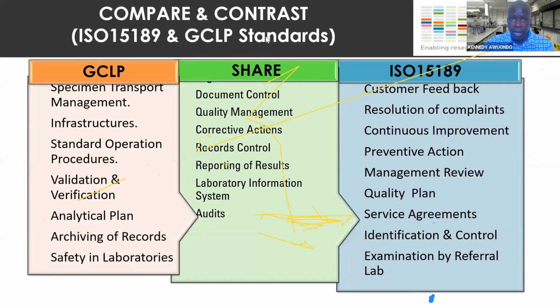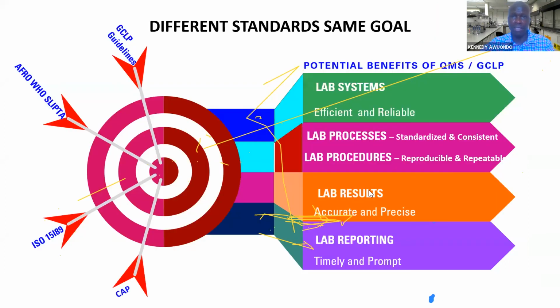Now, what do GCLP and ISO 15189 have in common? They share a lot, but they also have a lot that differentiates them. If you look at what they share: document control, which we are going to talk about here at length; quality management, since all of them need quality management; corrective actions; records control; reporting of results; and the laboratory information system. There could be other things they share, probably not listed here, but we shall discuss them together, like audits, which are also shared by GCLP and ISO 15189.